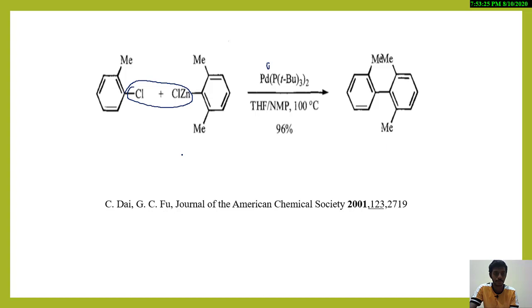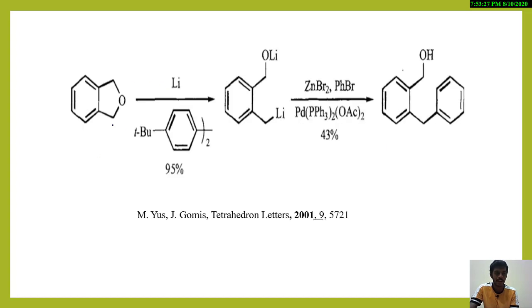Now you see this example. This is the starting material. We are reacting with lithium in the presence of phenyl tertiary butyl. Now this epoxide will open here. The OLi and lithium will be present here. The lithium and this OLi will add. The lithium will add over here. After that, the zinc bromide and palladium complex, which is a Negishi coupling.